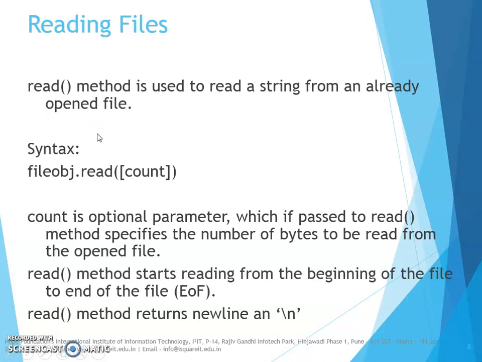Now the next method is the read method. The read method is used to read a string from an already opened file. The syntax is object of the file dot name of the method, that is read, and count. This count is an optional parameter, that is the number of bytes we want to read from the opened file. If we are not mentioning that count, then this method will start reading the data from the beginning of the file till the end of the file. This read method returns a string.